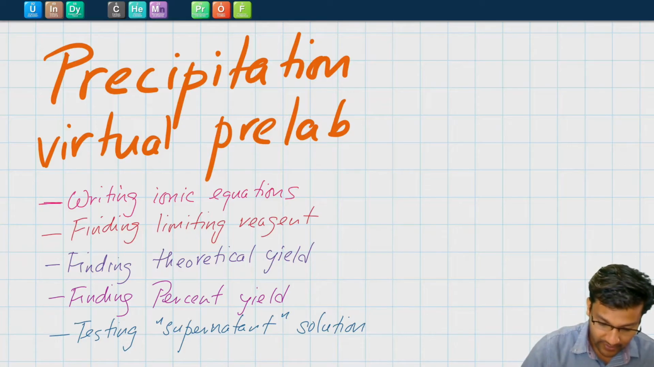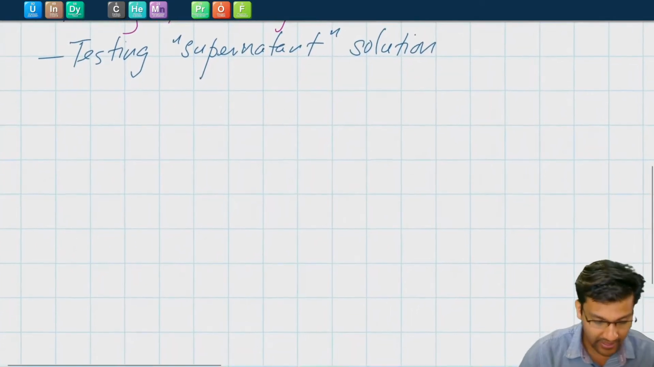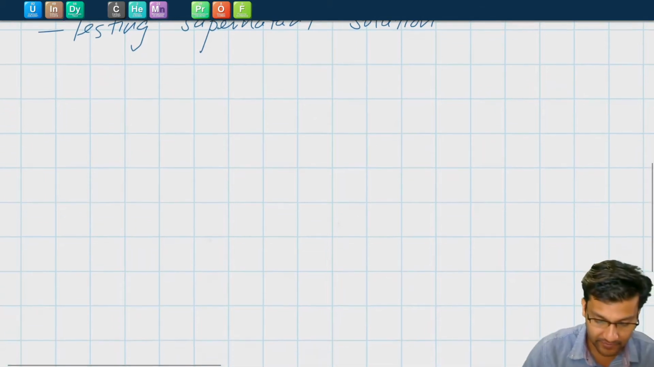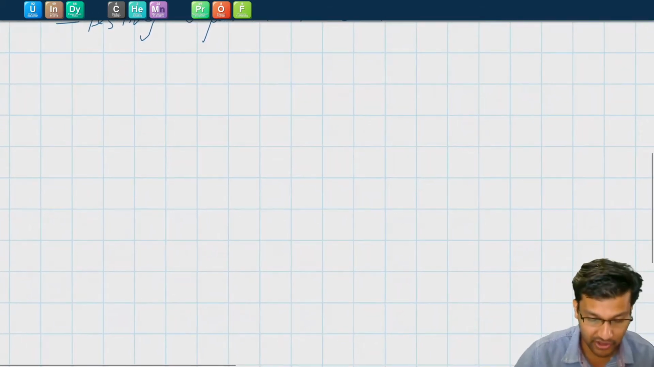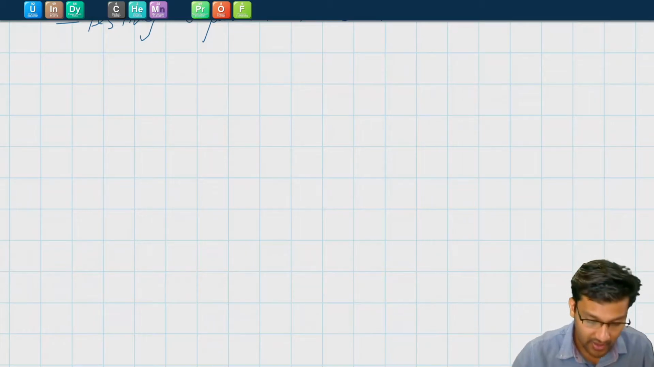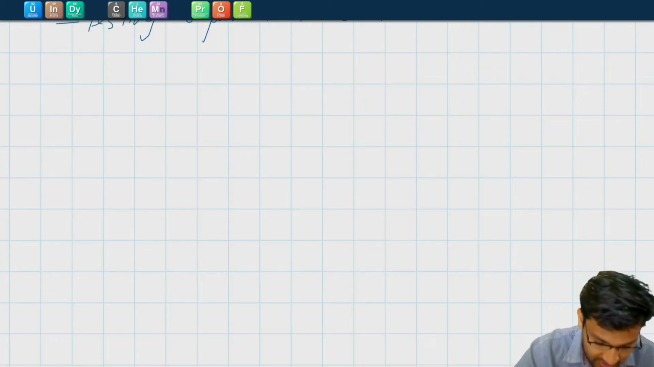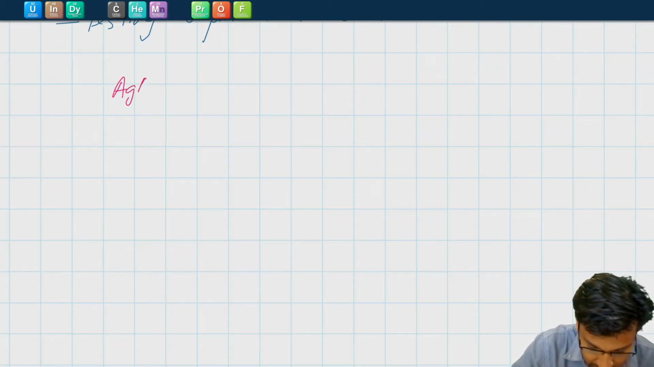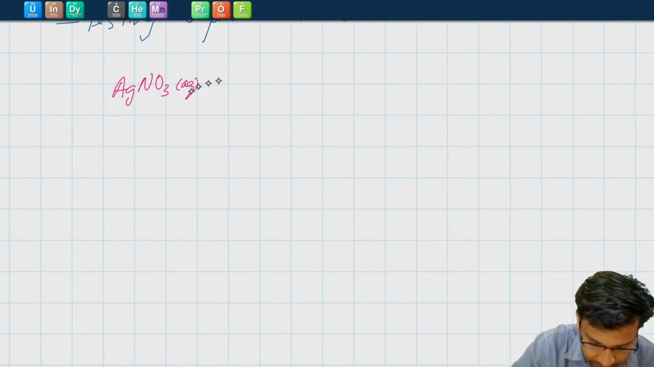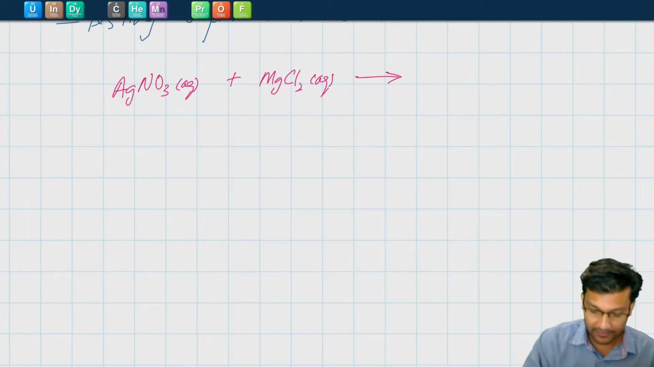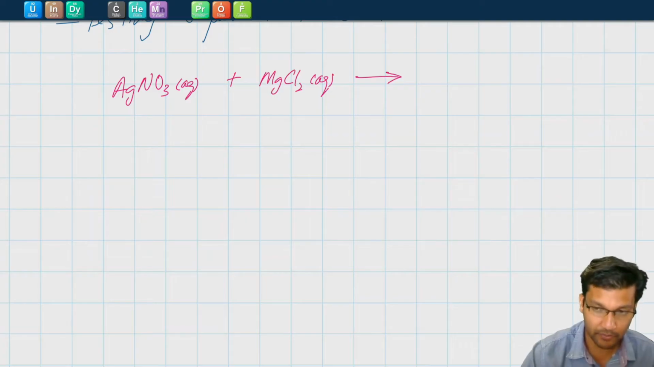Let's get into it. So for a virtual pivot lab this week, we'll look at a precipitation reaction, which is just a fancy type of double displacement ionic reaction between two different solutions. Now, I'm not going to use the same combination of solutions as our prelab, but I'm going to use silver nitrate, AgNO3, an aqueous solution, and an aqueous solution of magnesium chloride. The examples that I'm going to use for this prelab are going to involve these two compounds.